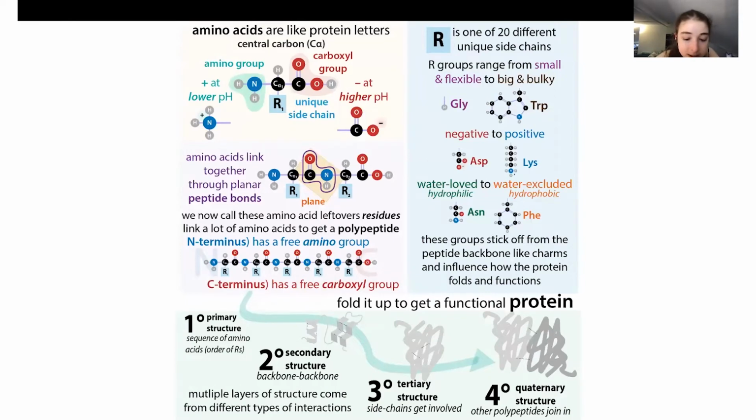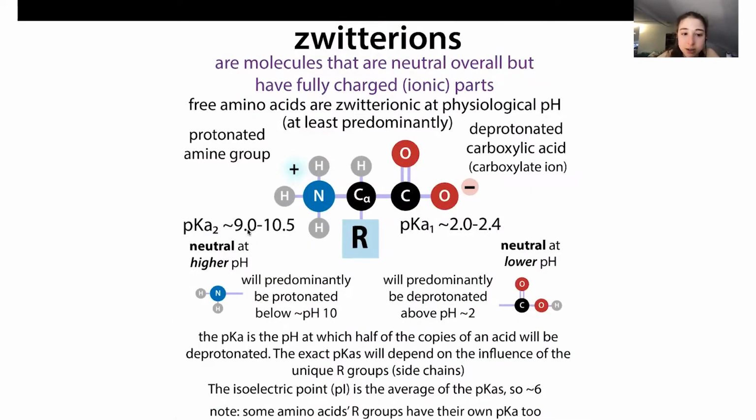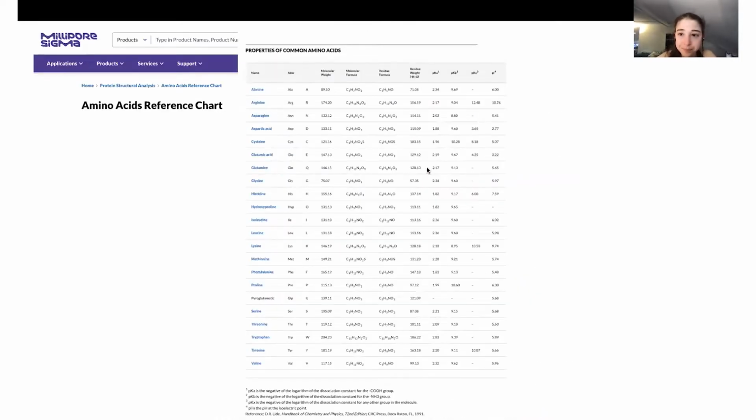But the reason why these are approximate values is that there's actually a range. Even if the side chain does not have its own R group, these pKa's for the backbone are going to have slightly different values depending on the amino acid. So you can look for yourself, like Millipore Sigma has an amino acid reference chart, coming from Lide's Handbook of Chemistry and Physics, 72nd edition. But there's a ton of different charts you can find.